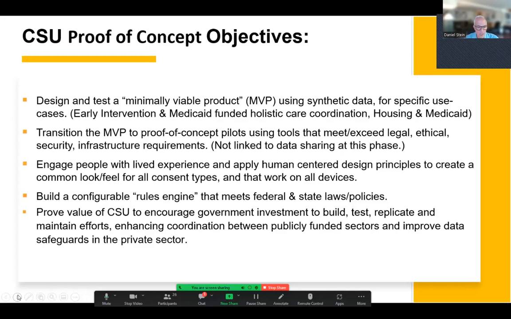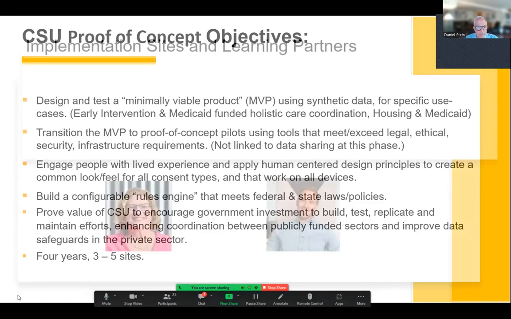And that's one of the reasons that one of our key partners here is the Linux Foundation for Public Health. So we have a home for this to live beyond the particular projects. And we're anticipating that this work would happen over the next 4 years or so in 3 to 5 sites.